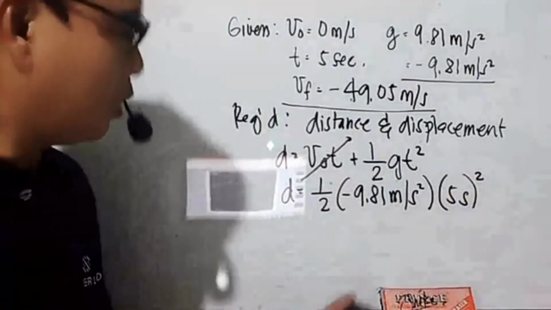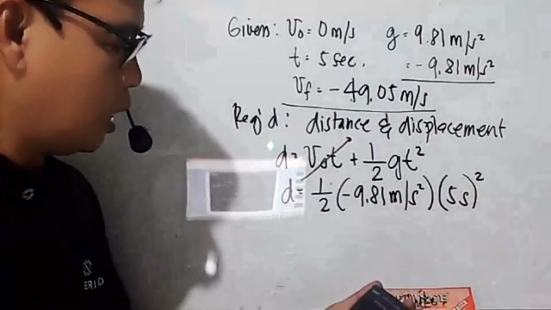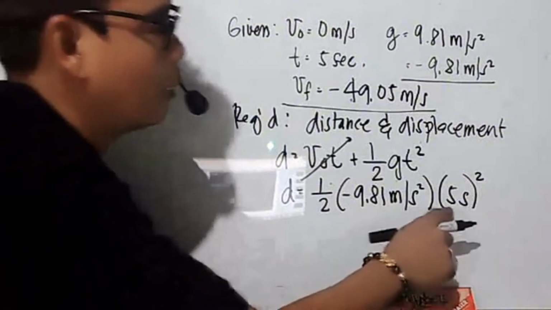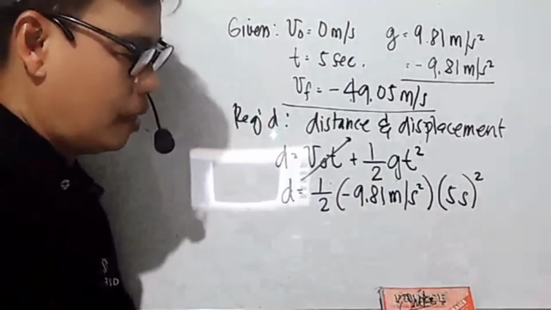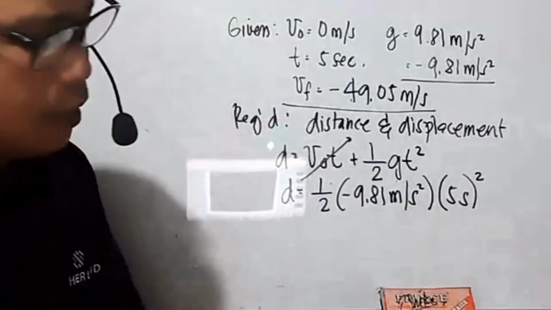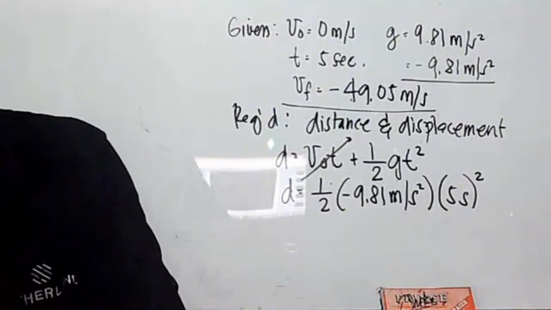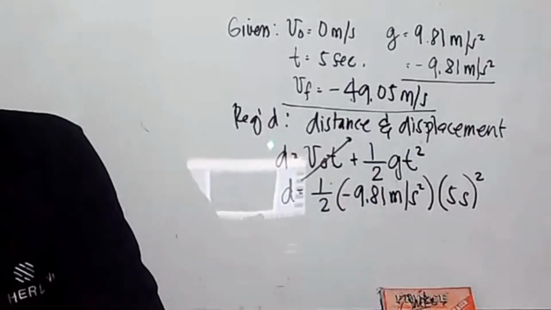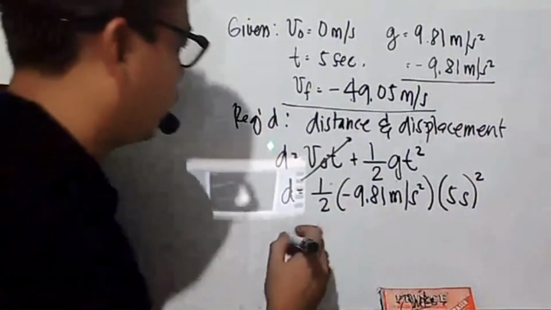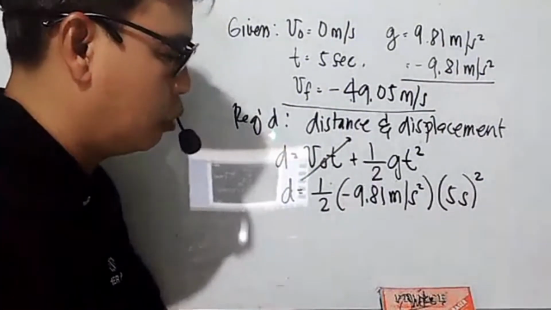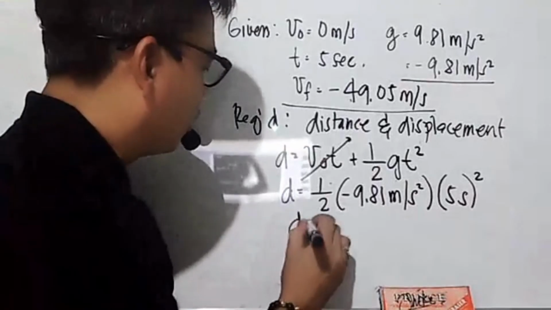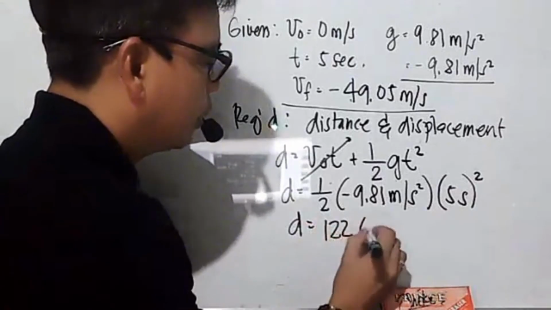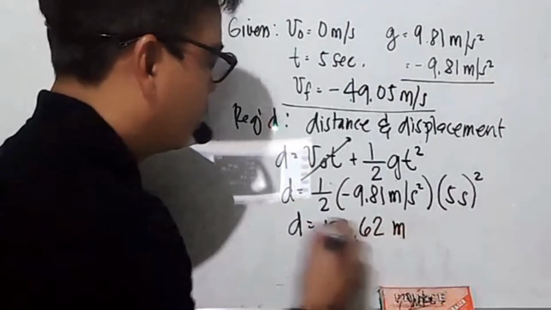Okay, so let's try to solve this one. So it is equal to negative 9.81 multiplied by 25. So 25, no? 5 squared is 25. That is equal to negative 245.25. So this is equal to negative 245.25 divided by 2. Okay, so your d now is equal to 122.62. This is in meters.